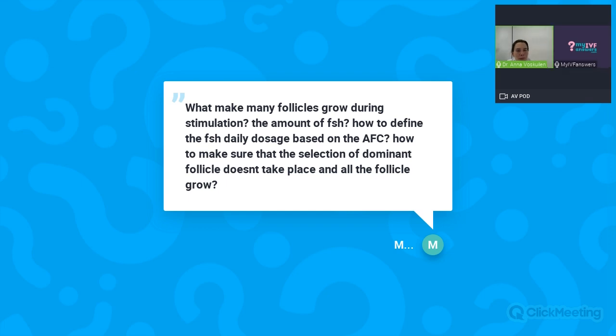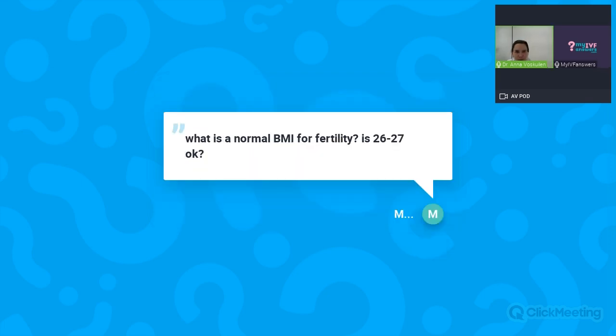So what is the normal BMI for fertility? Is 26, 27 okay? The normal would be more between 18 and 25.